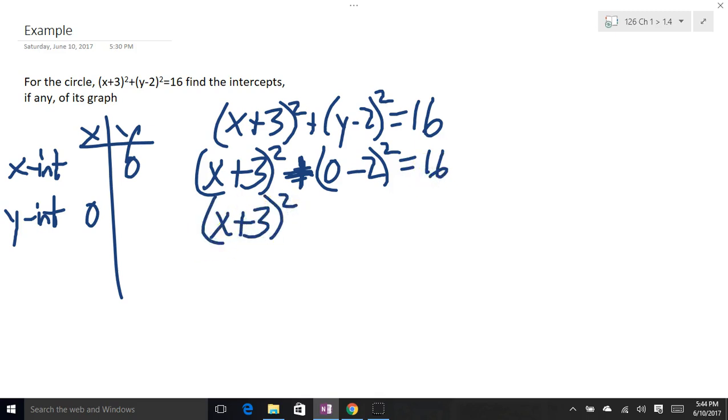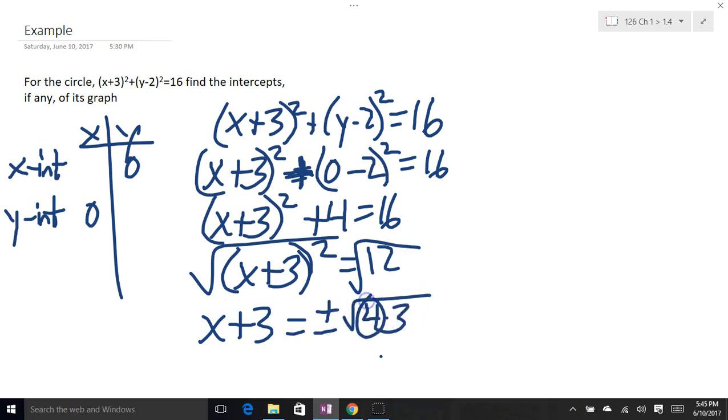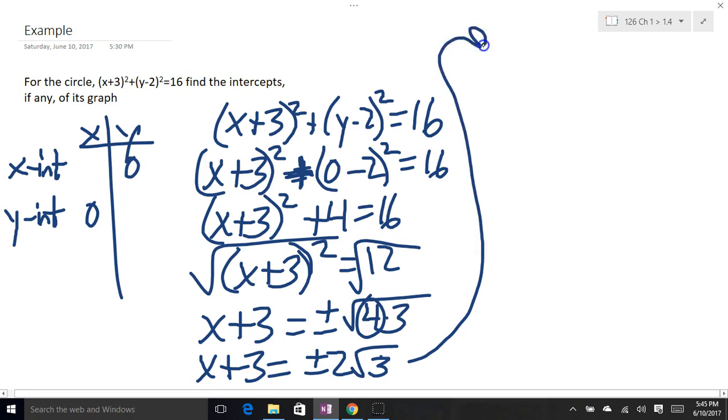Notice we have 0 minus 2 is a negative 2. Negative 2 squared is 4. Subtract 4 from both sides. And we've got 12. Square root both sides. We got x plus 3 equals plus or minus the square root of 12. 12 is 4 times 3. We know the square root of 4 is 2. So we have x plus 3 equals plus minus 2 root 3. Subtract 3 on both sides. I have negative 3 plus minus 2 root 3. And that's my x-intercept.